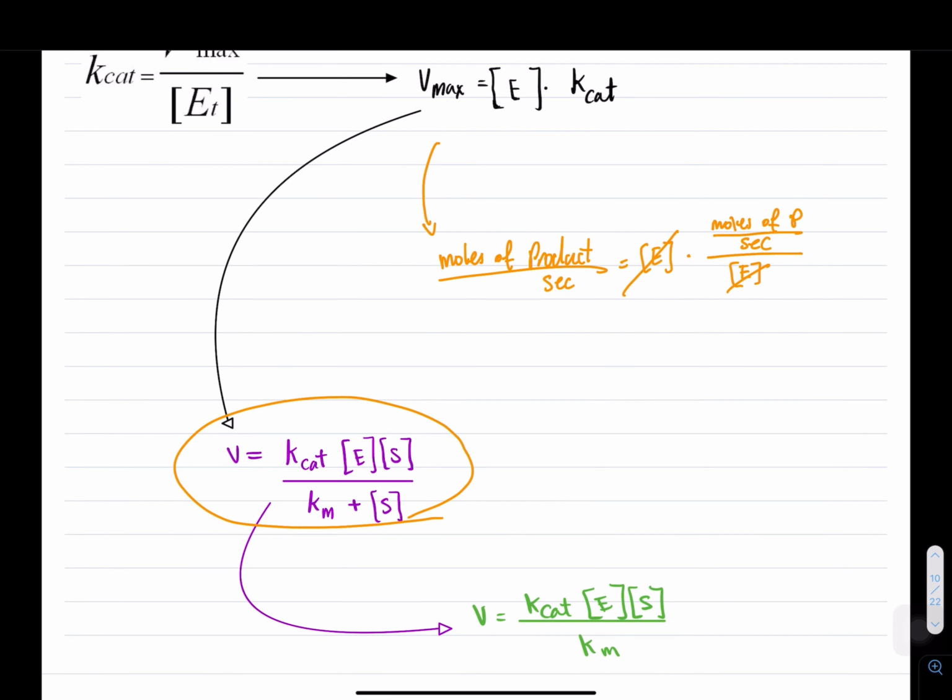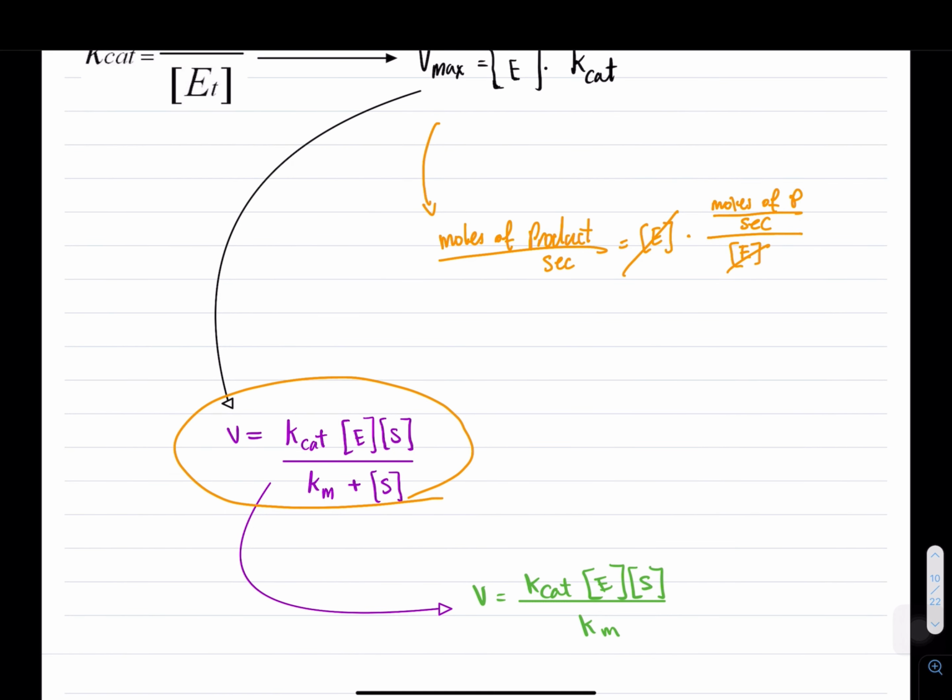If we are at low concentrations and the Km is a lot larger than the substrate concentration, we can just remove the substrate concentration from the bottom, and we would end up with this equation.